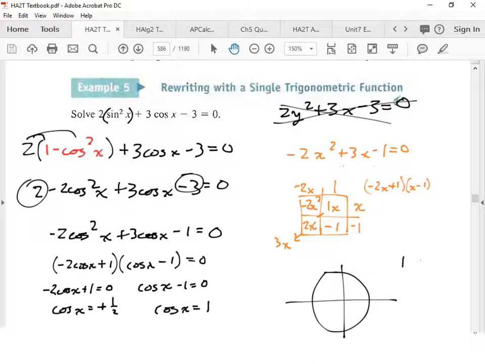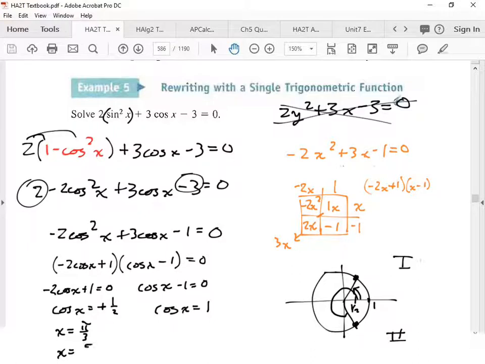I know in quadrant 1 and in quadrant 4 we get positive 1/2 right here and right here. Isn't that right? 1/2 is right there in the middle. And then, okay, so what is the angle for this one? Okay, so I get pi over 3. And then, what's my other one? 5 pi over 3.